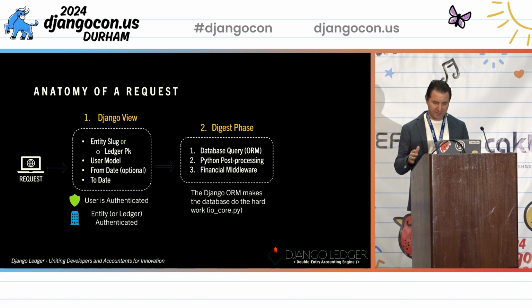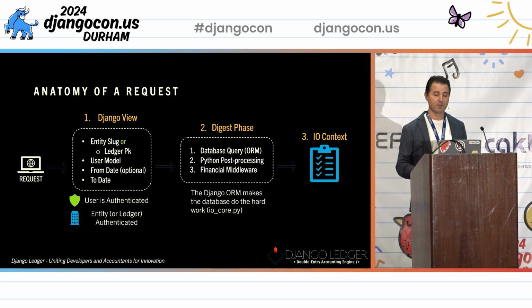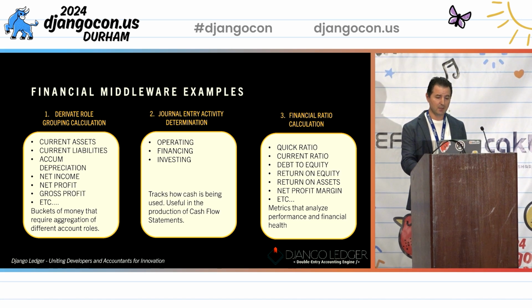Now, you have several other things like the database query, and this is the digest phase. Basically, Django Ledger is fully optimized to take advantage of the database. It does a database query, it does post-Python processing, and then introduces the concept of the financial middleware and returns an I/O context.